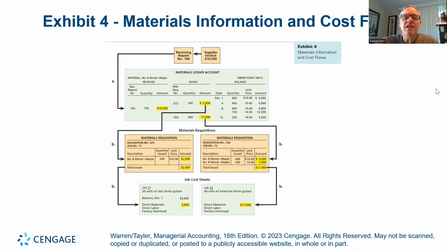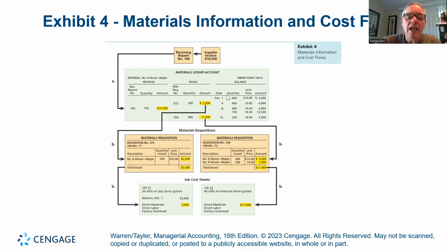So let's take a look first at the materials information. Notice here's our materials ledger. Think of this as an account in the general ledger. Remember back in financial accounting, you had the T accounts, and all the T accounts lived in the general ledger. Notice here, we've got a receiving report, 196, where we got $10,500 worth of materials put into the materials inventory account. We highlighted in yellow the 10,500 worth of materials going into the account.